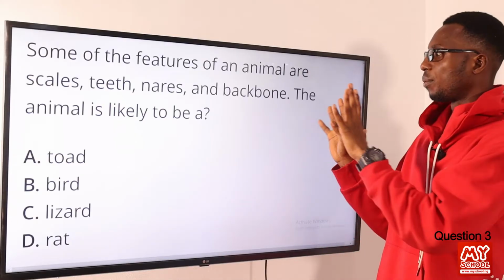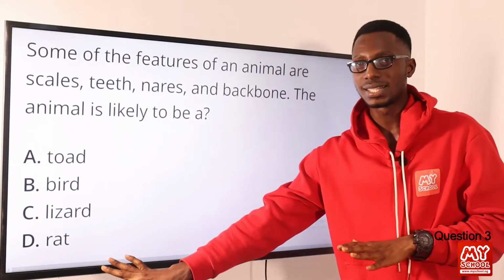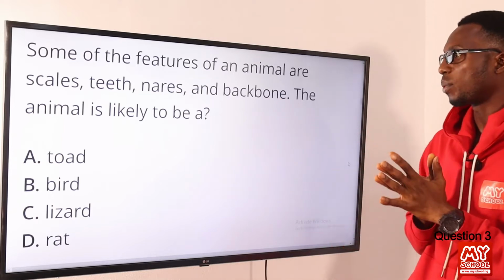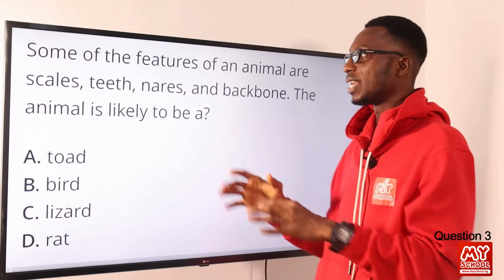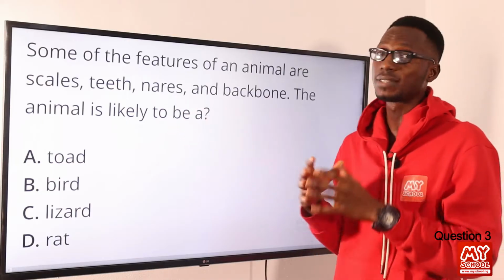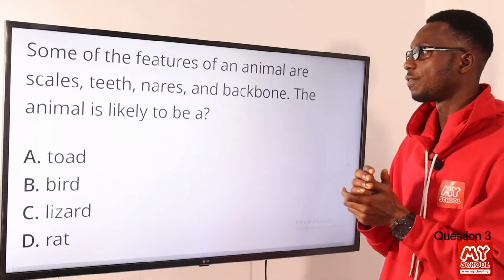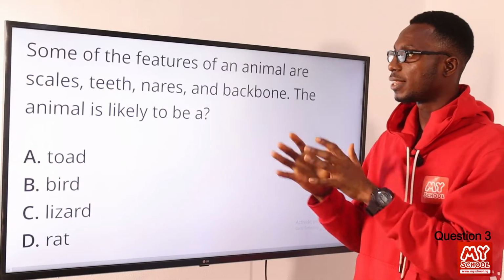So we've settled that. All of these vertebrates have a backbone. So we still have to streamline this presentation. Let's talk about the nerves. That is for nostrils. So very well. Then we look at teeth.